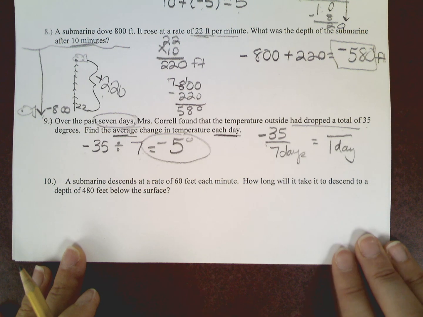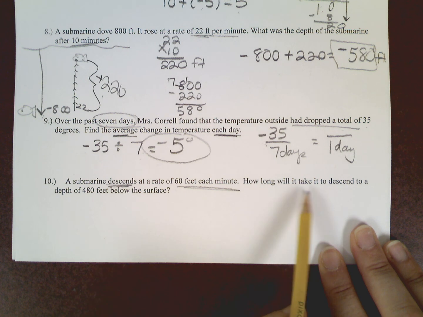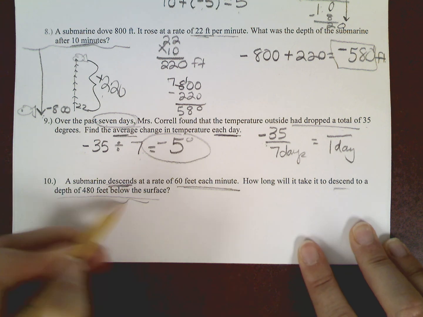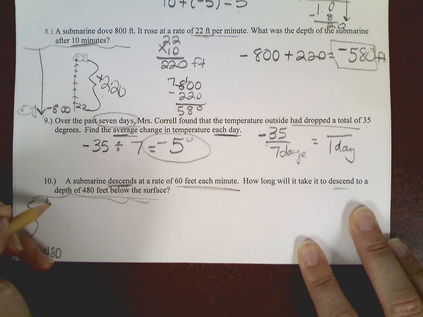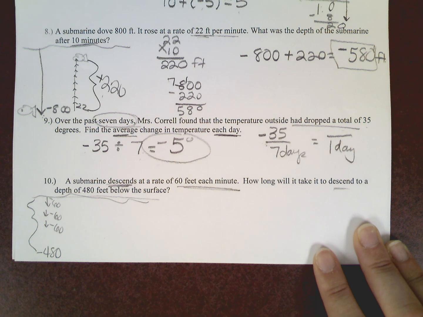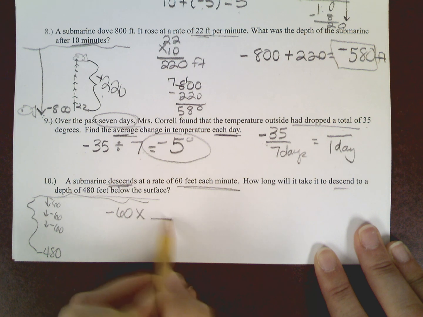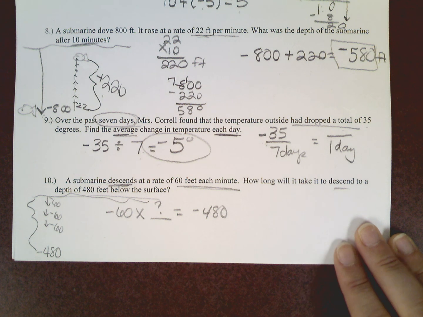Last one, everyone. Number 10, a submarine descends at a rate of 60 feet each minute. How long will it take to descend to a depth of 480 feet below the surface? So we know we're going to be going down 480 feet. We're going each time 60 feet down. They want to know how many times will we have to do that to get to 480. Oh, there's two ways to think about this. You could think about 60 times what number will get me down to that depth. That's one way.